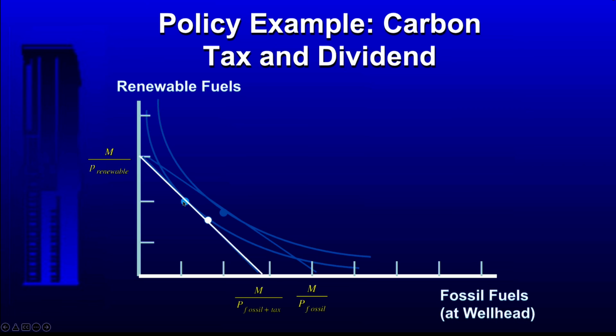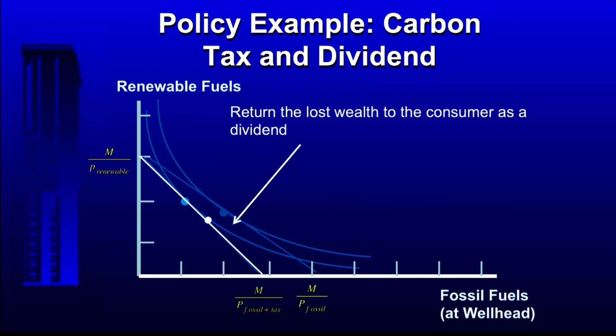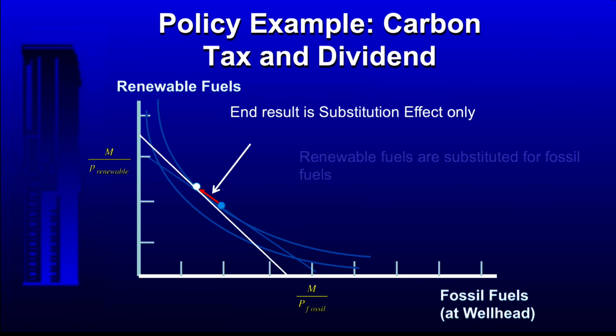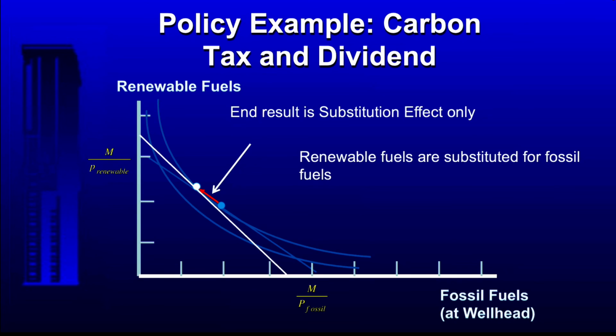Now, if we can refund to the consumer all the money that the tax has cost him, that is going to shift the budget constraint back to where it was before. So now you're back on the same indifference curve, but you're consuming relatively less fossil fuel and more renewable energy with no loss on the economy.